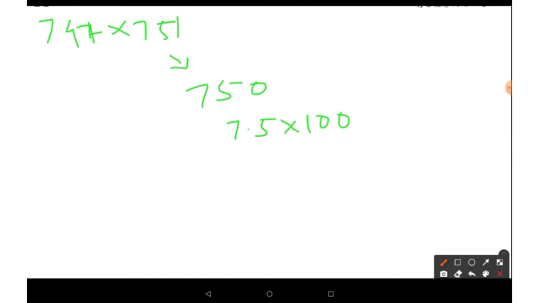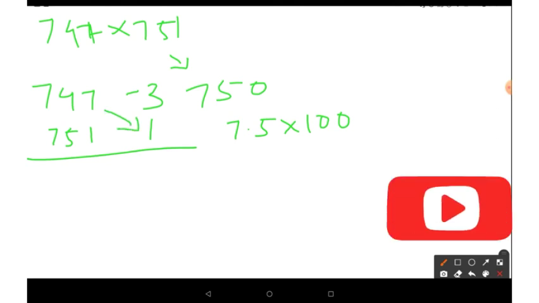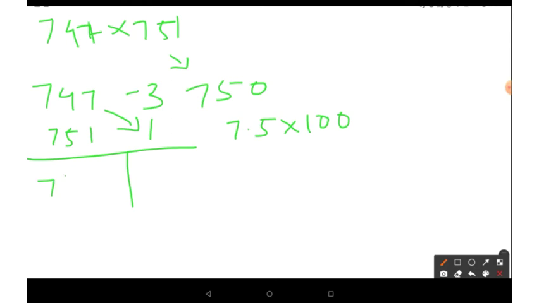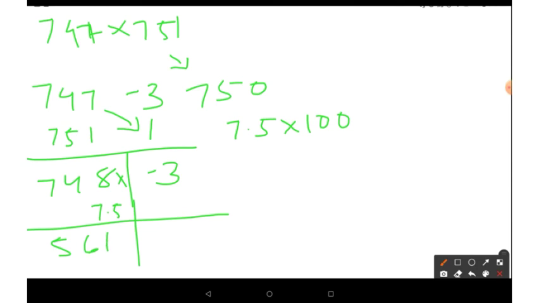So now we'll represent our numbers as the number and deviation. So 747, what is the deviation? Base is 750. The deviation is minus 3. Now 751, what is the deviation? It is 1. So now you perform whichever is easy for you. I am going for 747 plus 1. You will get 748. And the deviation product is minus 3. Now you have to multiply 748 with 7.5. 748 into 7.5, you will get 5610.